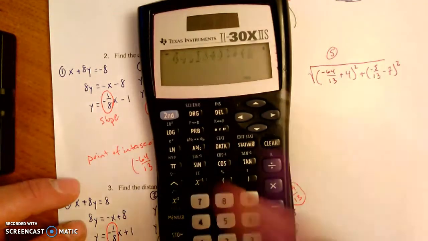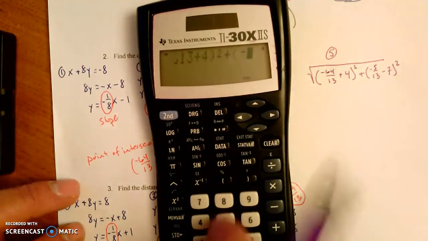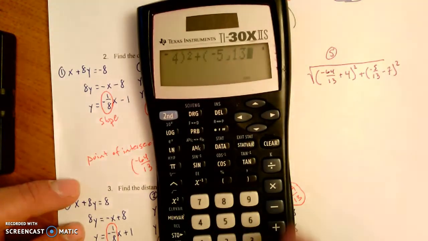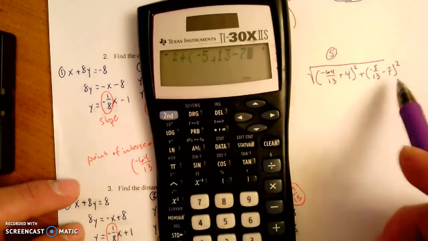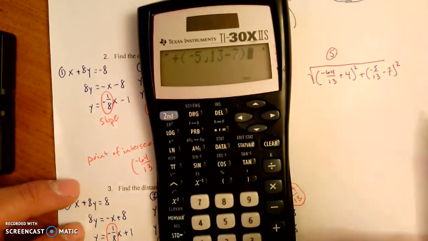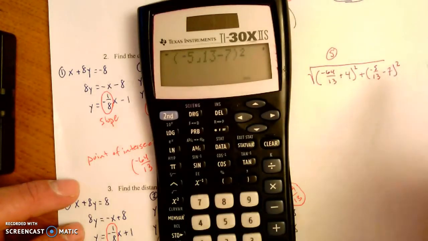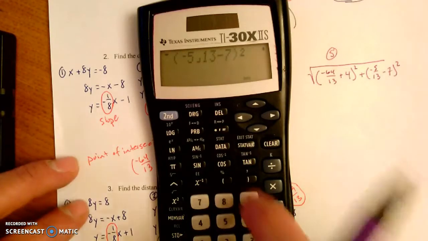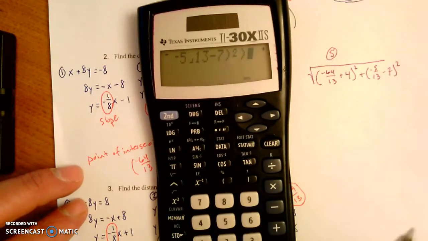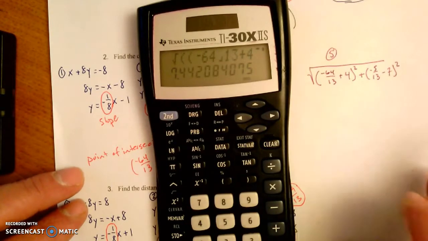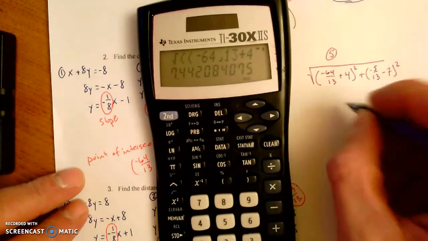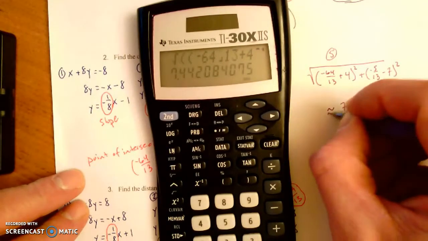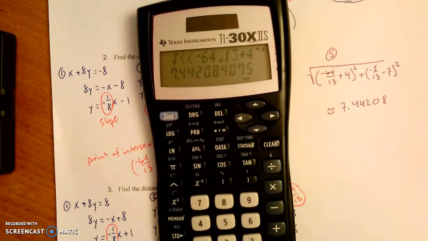Plus, open up a new set of parentheses right here. We've got negative 5 ABC 13 minus 7. Then we'll close out that second set of parentheses, hit our squared button. And then remember, everything that's underneath this bracket is all wrapped up inside one big set of parentheses, so we have to also close that out. Then hit enter. We get 7.44208, and that's approximately equal to, because we have to round off a little bit.